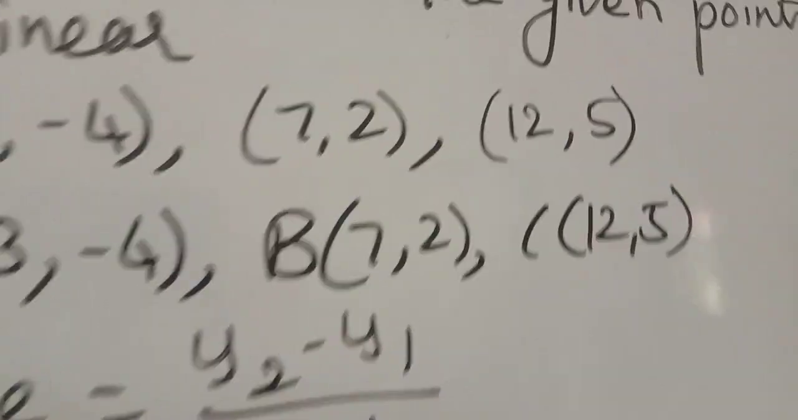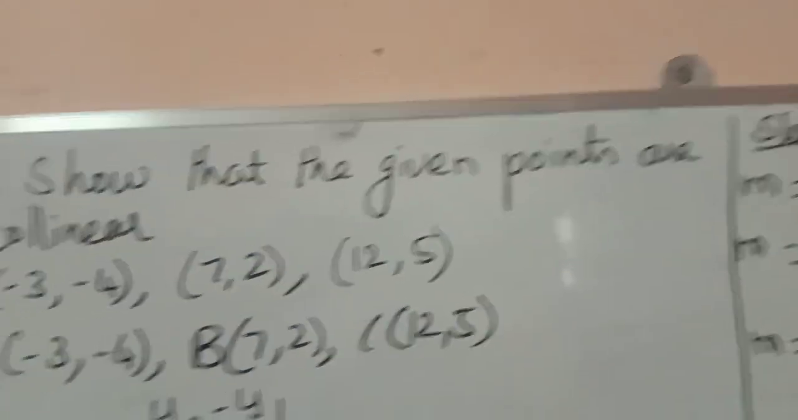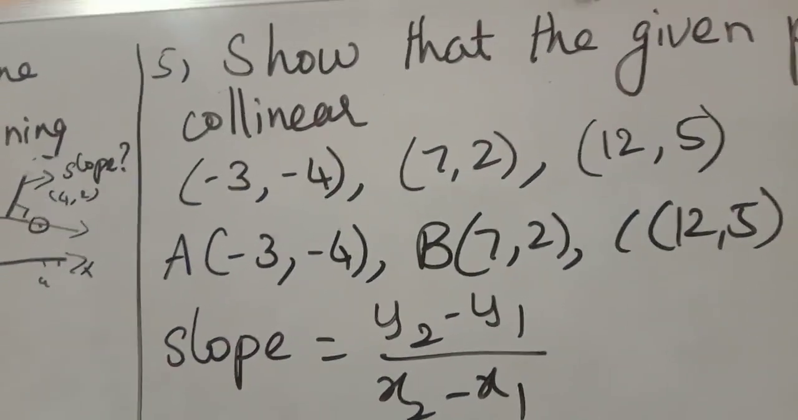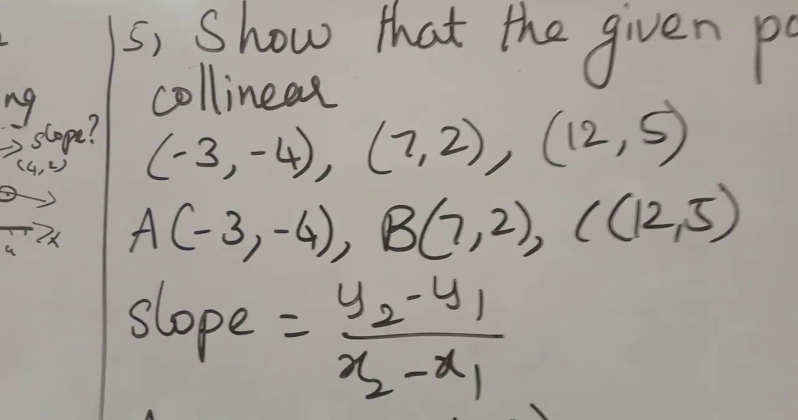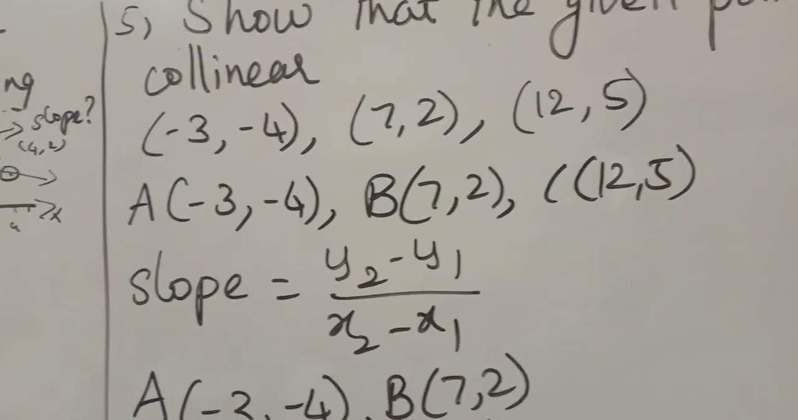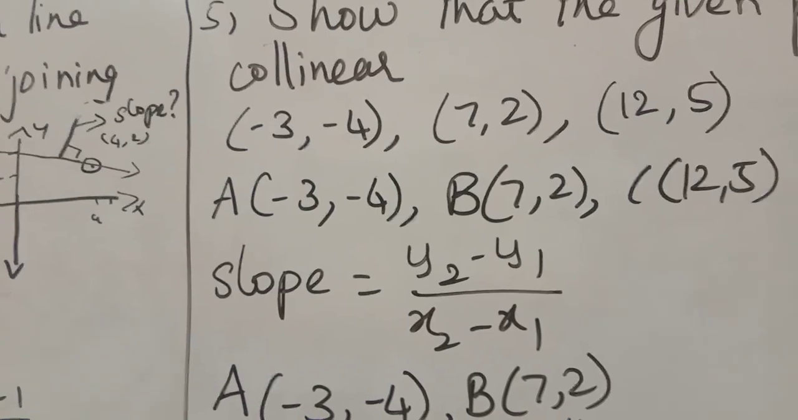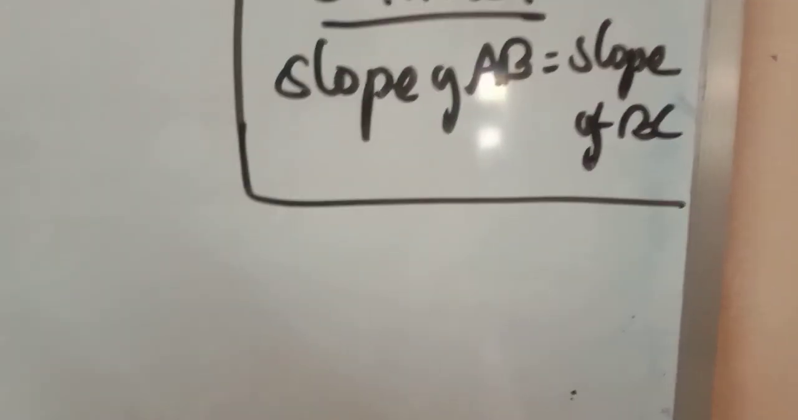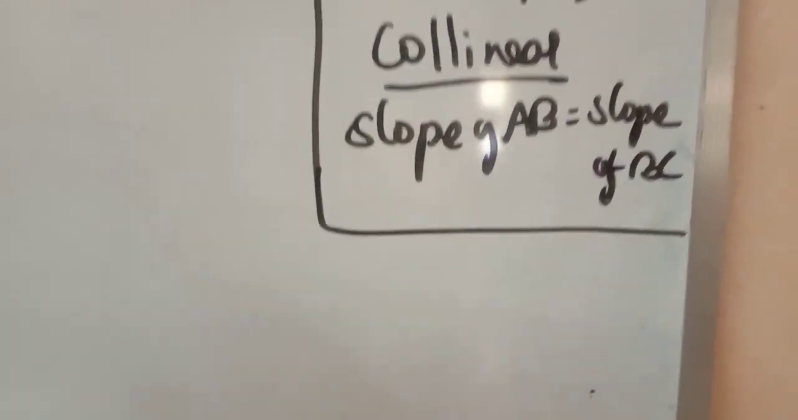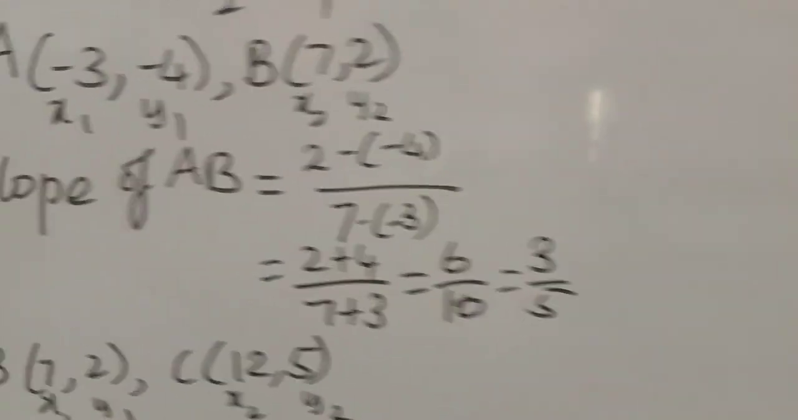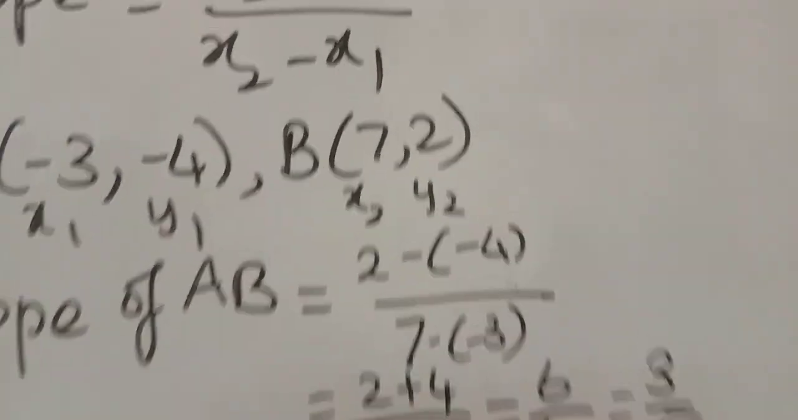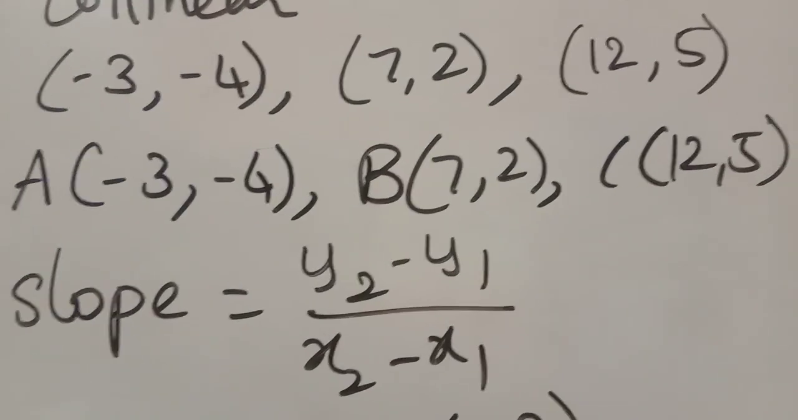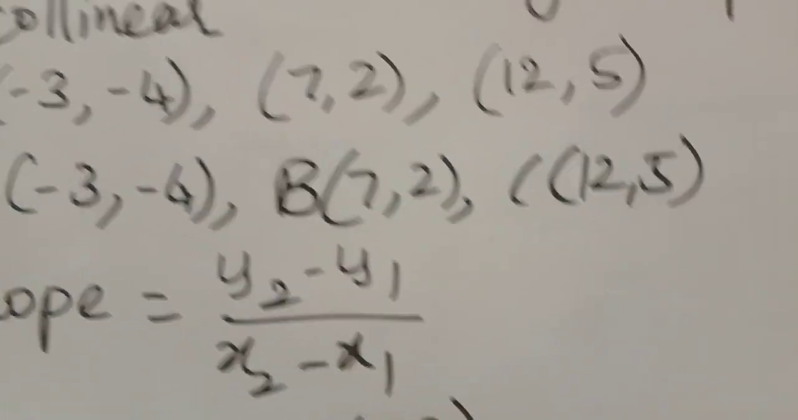Next, question number 5. Show that the given points are collinear. Suppose in the exam they ask this. We can use area of triangle equal to 0, condition number 1, or the second condition, slope of AB equal to slope of BC. Any one we can use. Suppose if they ask using the concept of slope or using the concept of area of triangle, you have to use the particular method. So don't get confused. If they didn't mention anything, you can use any method which is easy for you.